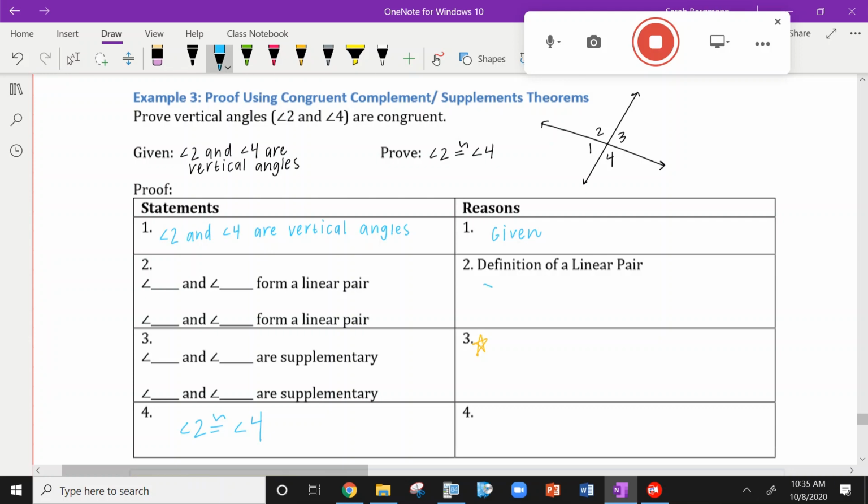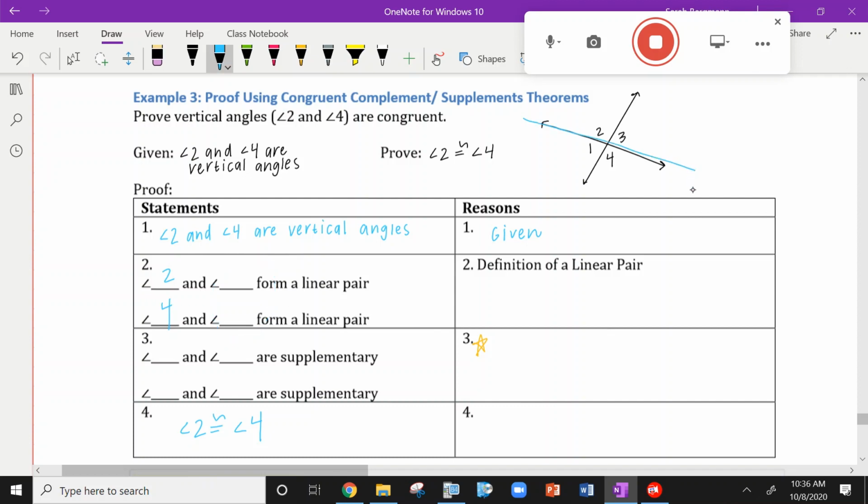I know that I'm going to have to try to use the definition of linear pair and then say that two pairs of angles are supplementary. So let's think. I know that I want to have angle 2 and angle 4 in my answer. I know they're not a linear pair with each other, so I'm going to have to pick another angle to put in here. So let's look at this.